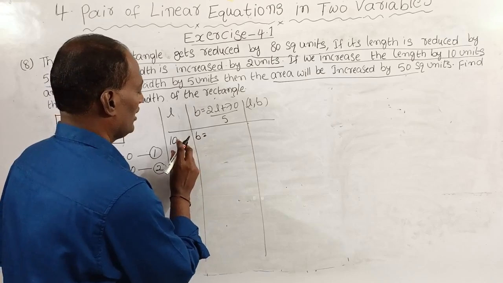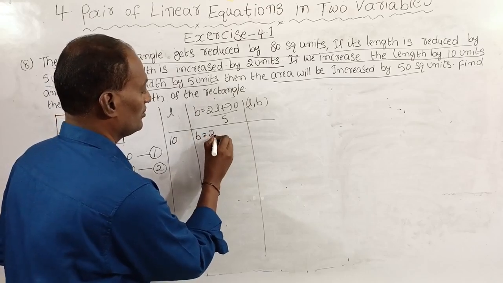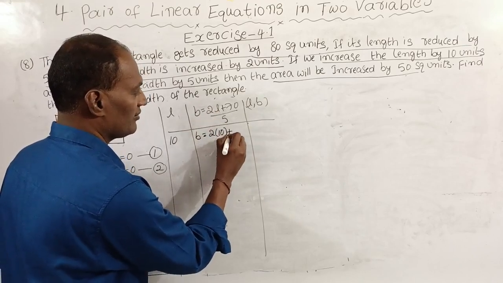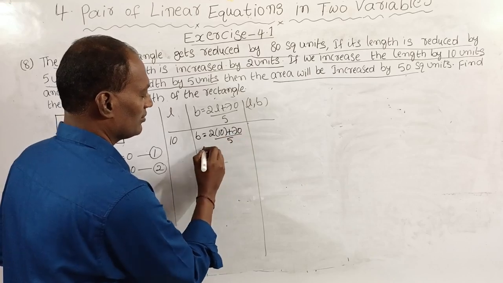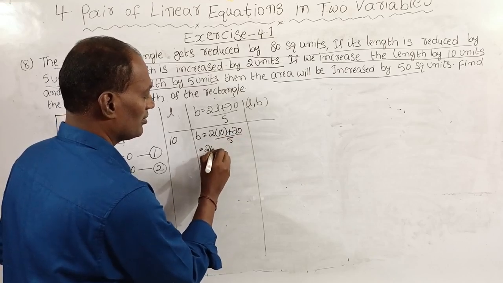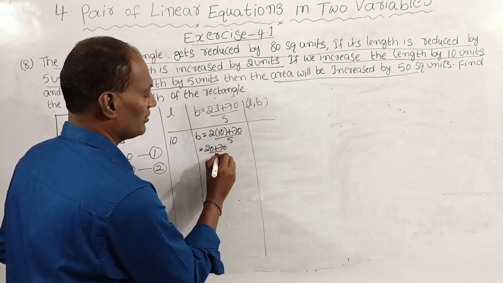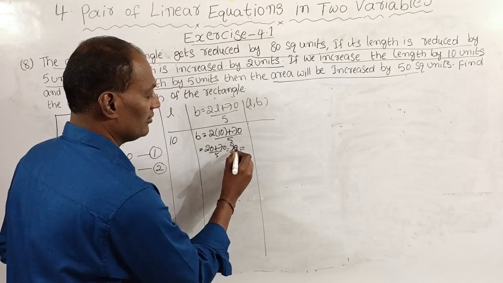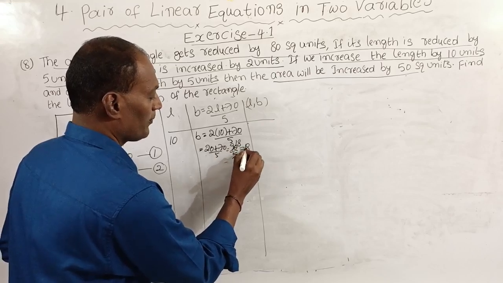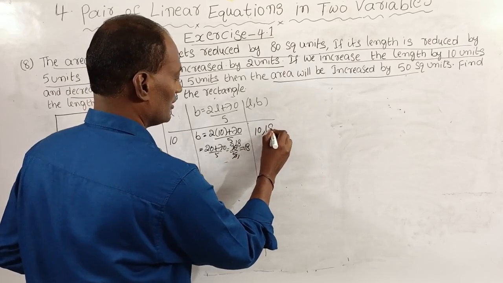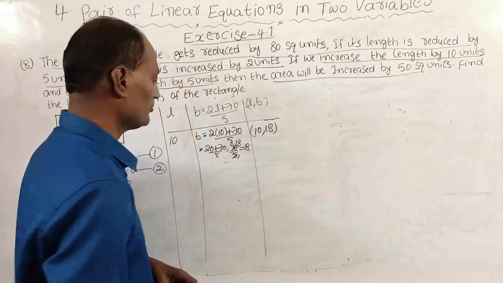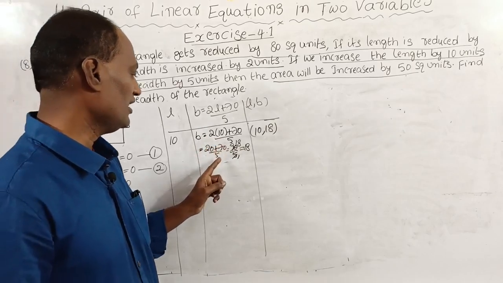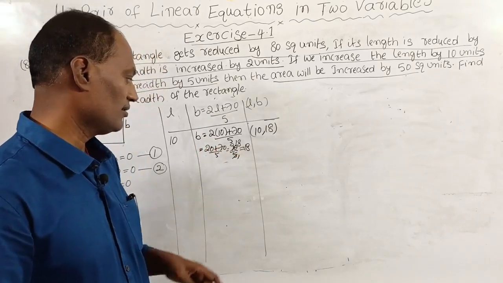Take 10, 2 into L. Substitute the 10 value here: 2 into 10 is 20, plus 70 is 90, 90 by 5 is 18. The point is 10, 18. 2 into 10 is 20, 20 plus 70 is 90, 90 by 5 is 18.